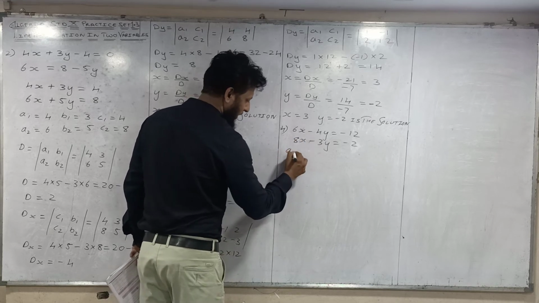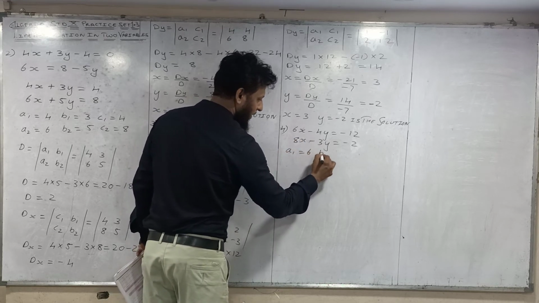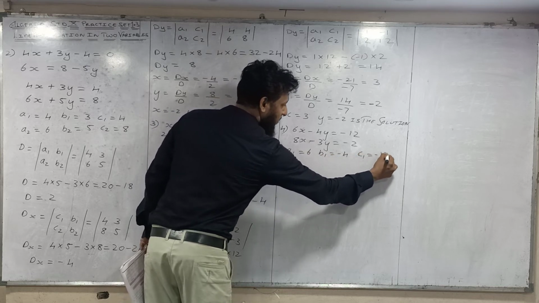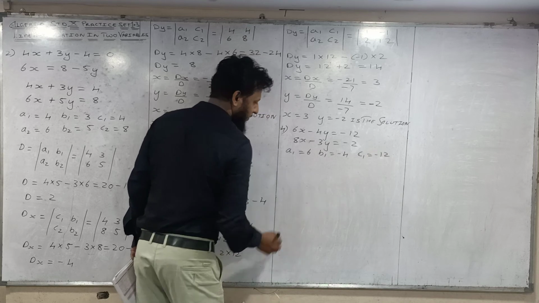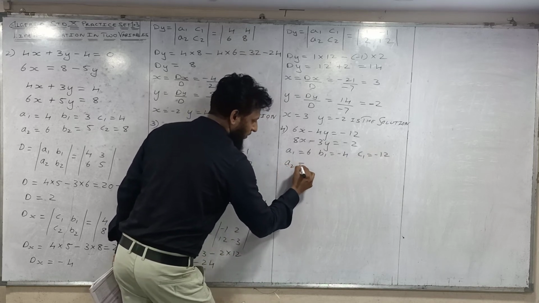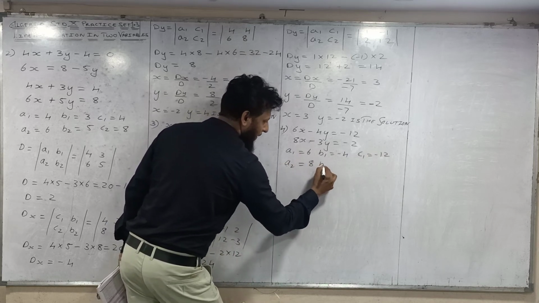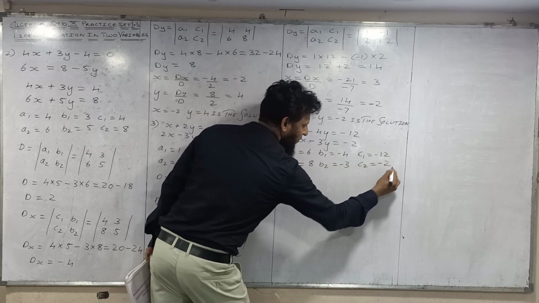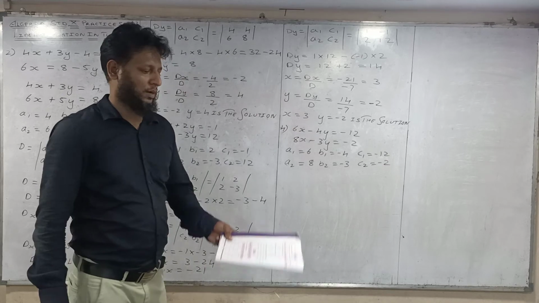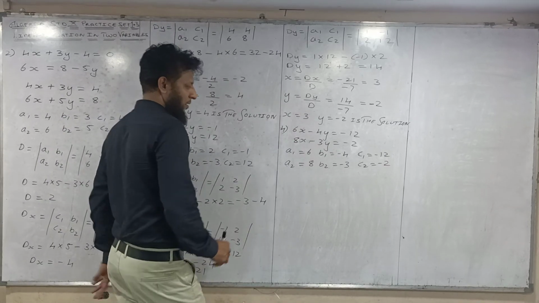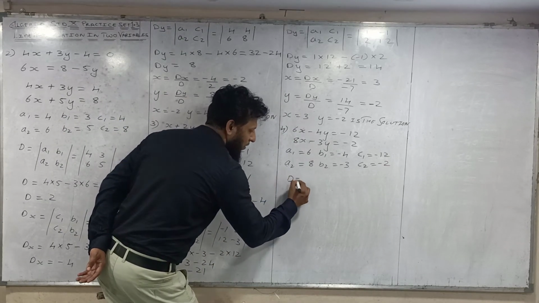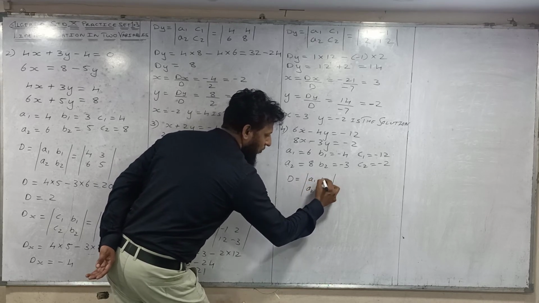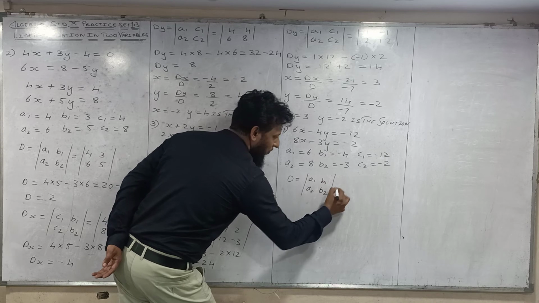Now write the values: a1 is 6, b1 is minus 4, and c1 is minus 12. Then a2 is equal to 8, b2 is minus 3, and c2 is minus 2. Okay, write the values of A, B, C. Now D is equal to what? Write the formula: A1, A2, B1, B2.